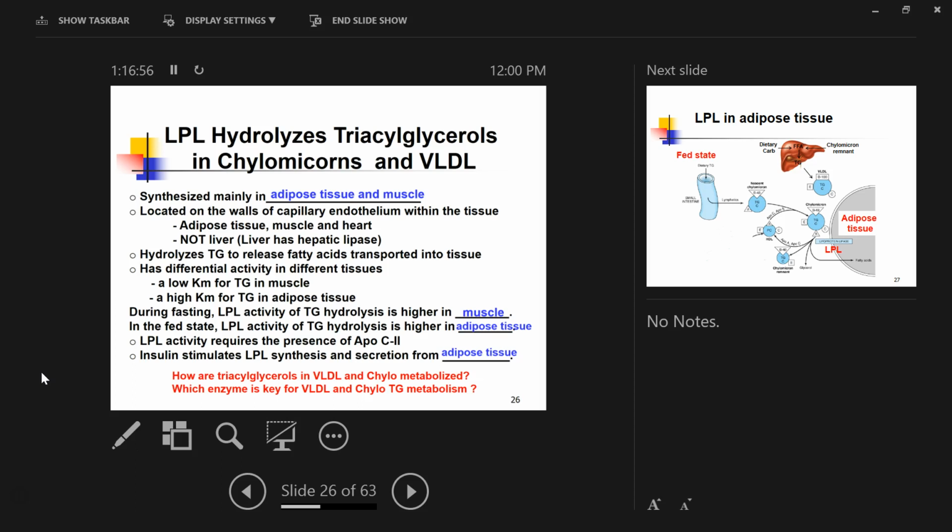LPL, yes, thank you. So LPL is released from fat tissue, adipose tissue, or muscle, and hydrolyzes triglycerides, breaking them down and releasing fatty acids. So fatty acids can be taken up by fat cells or muscle cells, right? So which enzyme is key for VLDL and chylomicron triglyceride metabolism or hydrolysis? LPL, right? That is the key enzyme. Does that make sense? Okay.